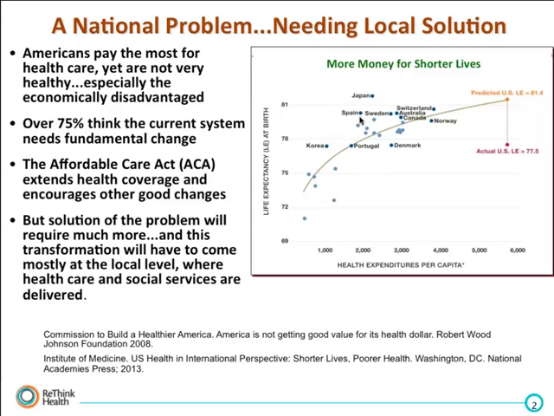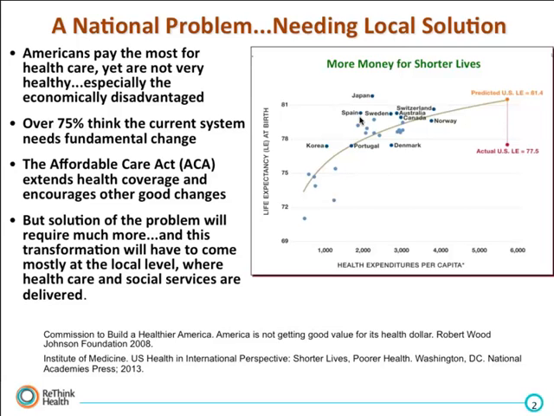Now, everybody knows that there's a lot of health disparity in this country that this chart is disguising. In particular, socioeconomically disadvantaged people have life expectancies that are significantly lower than those who are higher on the socioeconomic ladder. But the fact remains that we're all paying too much for health care, and the majority of Americans think that the current system needs fundamental change.